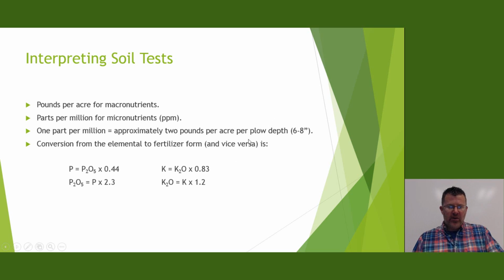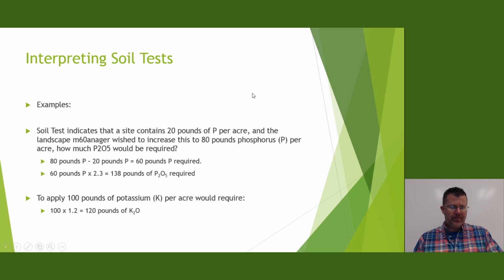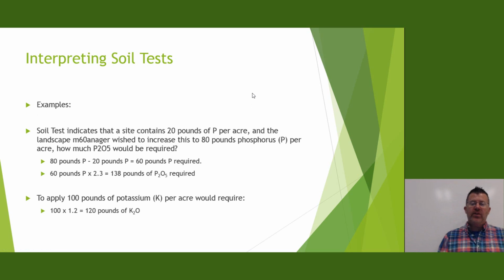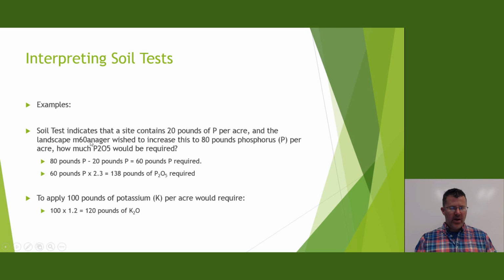So this is stated in your text. I would jot these down especially, and we're going to look at a few problems to help clarify that. Examples. The soil test indicates that a site contains 20 pounds of phosphorus per acre. And you being the landscape manager, I did a typo there, wished to increase this to 80 pounds of phosphorus per acre. So how much P2O5 would be required? Well, we want 80. We know there's 20, so that's going to give us 60 pounds of phosphorus required to bring it up to the desired level.